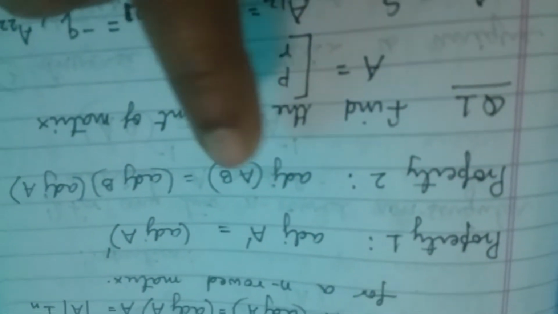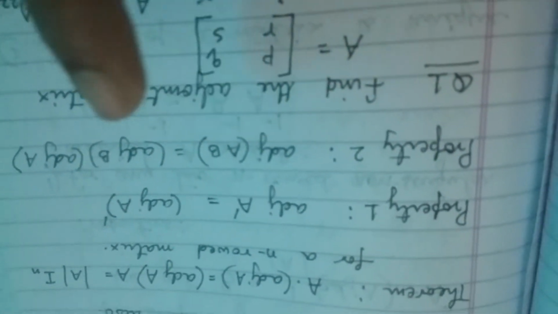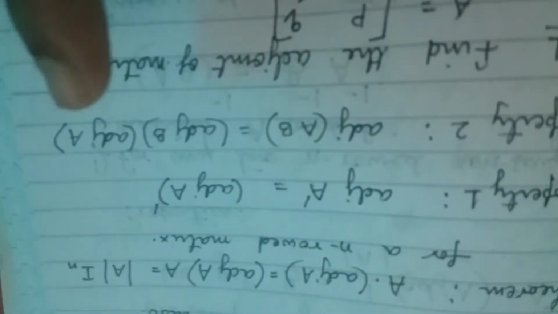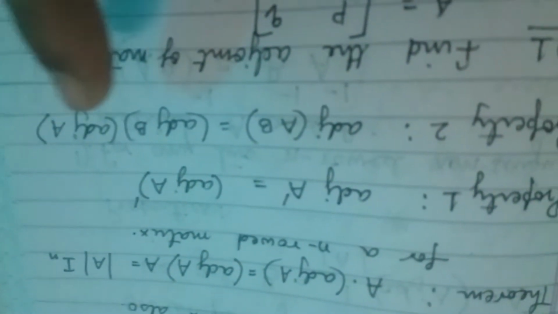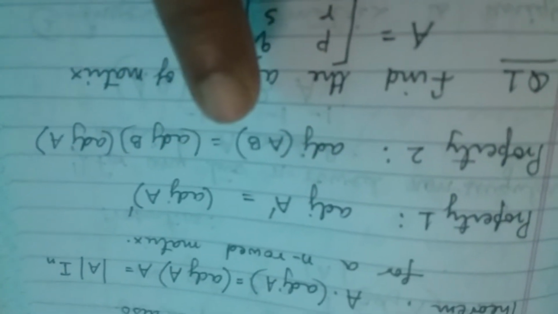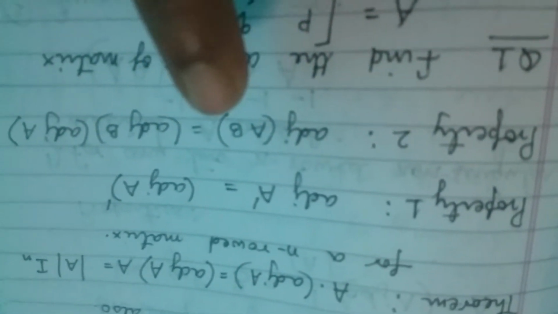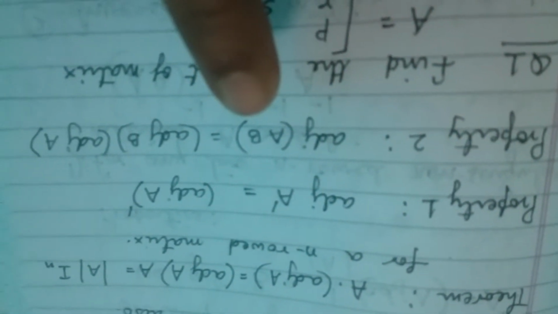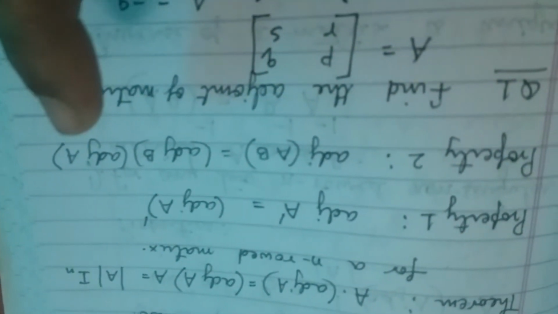The second property is the adjoint of A into B. Adjoint of AB is equal to adjoint B into adjoint A. See, again the reversal form is used here. In transpose also you had this type of property: AB whole transpose is equal to B transpose into A transpose. Here we have adjoint of AB equal to adjoint B into adjoint A.